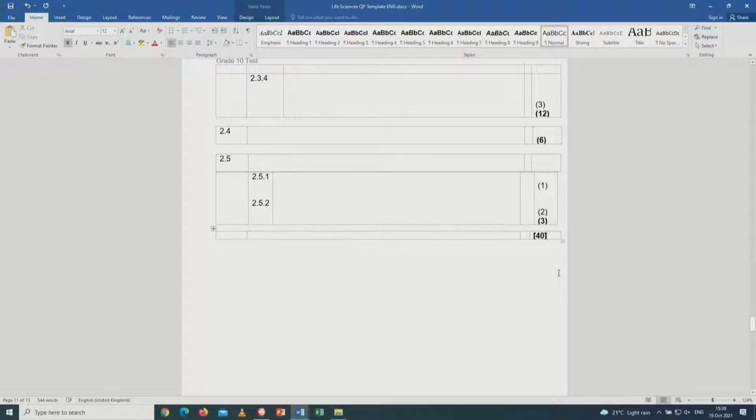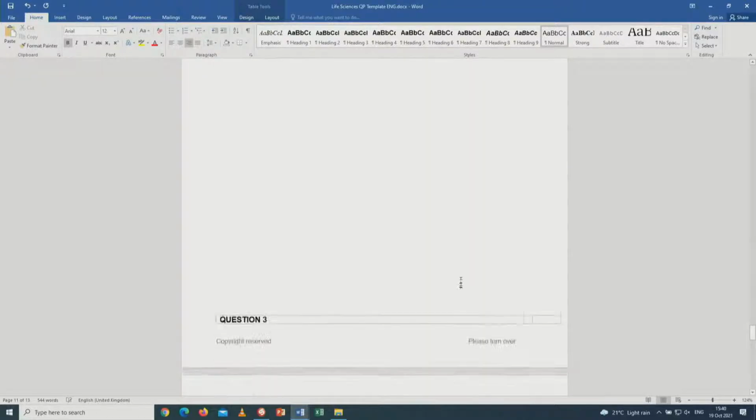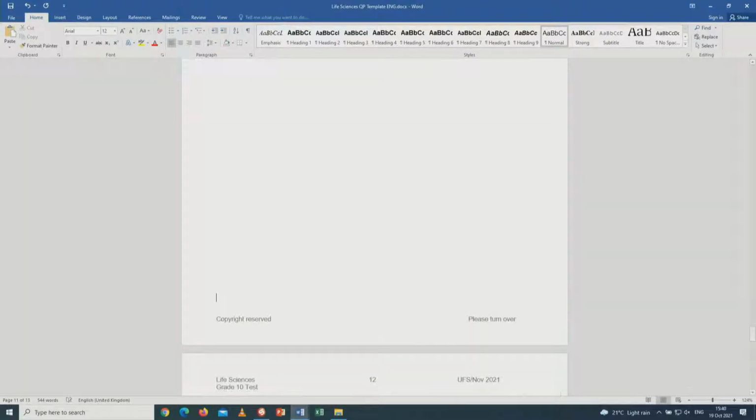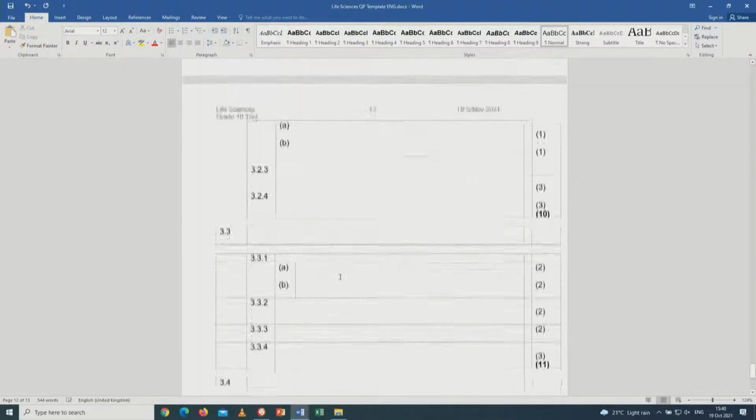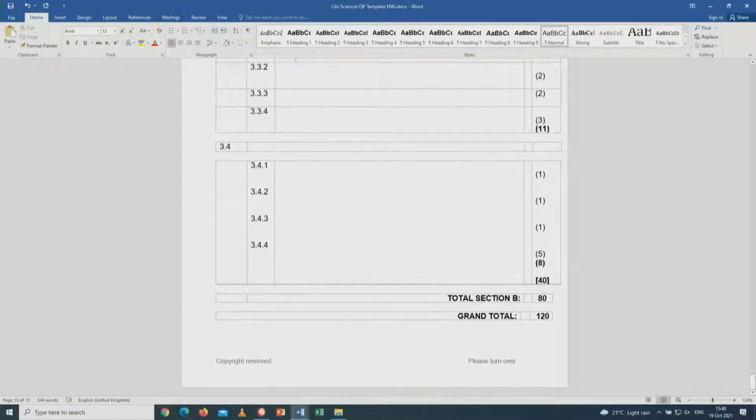You can put it in those type of brackets. You can even remove those type of brackets. That's not the end of the world. And that means some people write here total question 2, 40. No problem. Refer to the national papers also if you want to move towards the national papers or the provincial papers. Same with question 3. And then right at the end of the paper, you will have now total for section B is 80. And the grand total for this paper is 120.